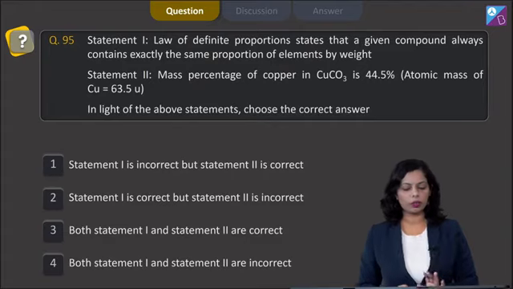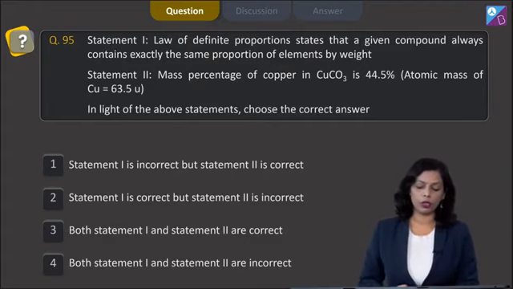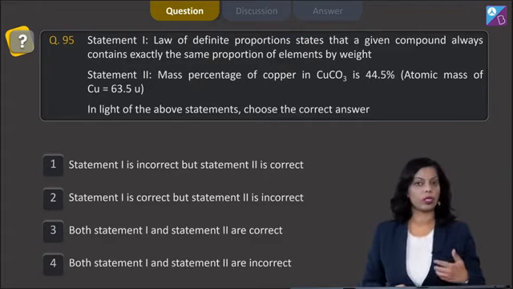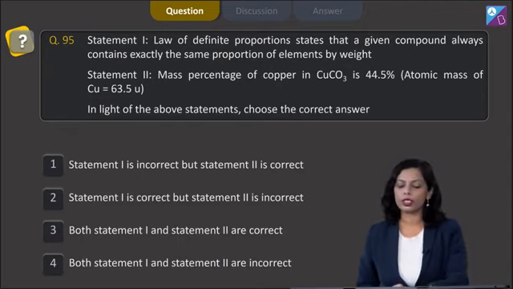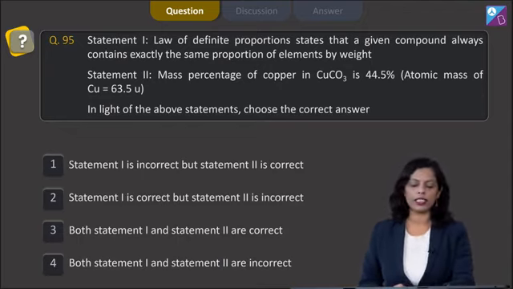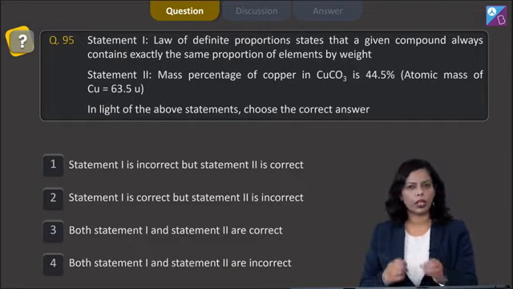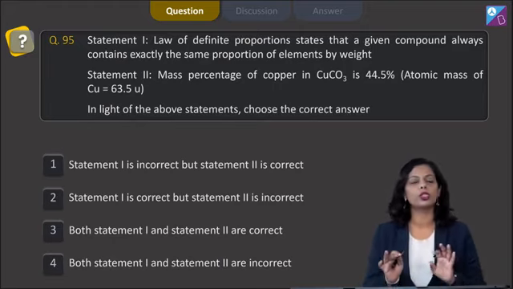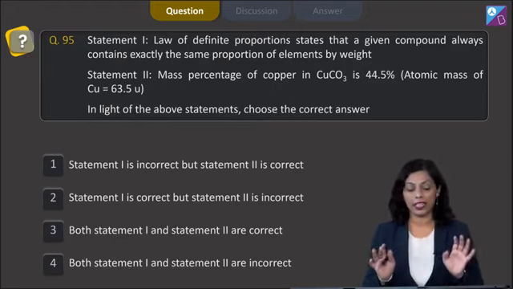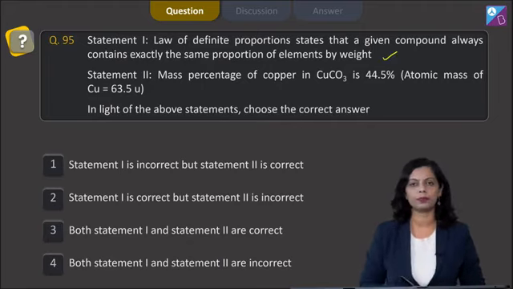Now in the continuation, turn to question number 95, and this is once again a question of statements. Two statements you have, and on the basis of this you need to just choose which one is correct, which one is not, or both are correct, right? Law of definite proportion states that a given compound always contains exactly the same proportion of the elements by weight. Whatever be the source of that compound, definitely the proportion of elements should remain the same. And yes, statement 1 is correct.